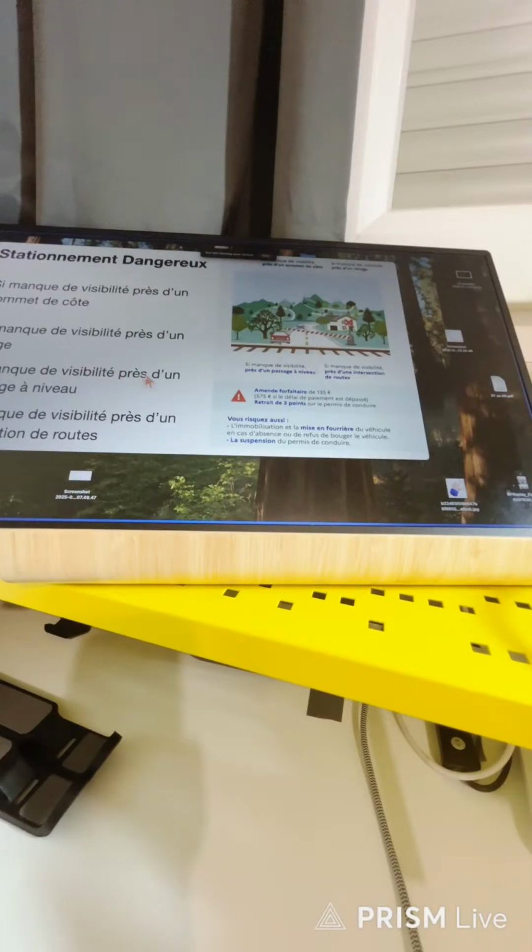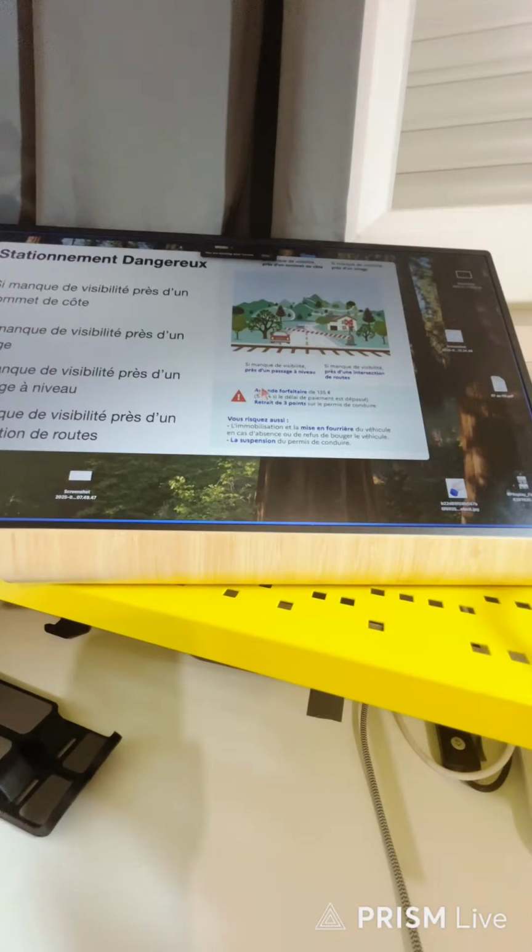if you are caught, this one attracts a loss of 3 points from the driving points that you already have. It attracts 3 points, and the amount that they are going to first give you is 135. If not paid on time, then it's going to be up to 575. And you also risk your car being taken away.